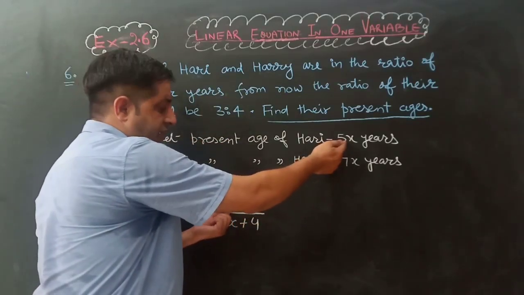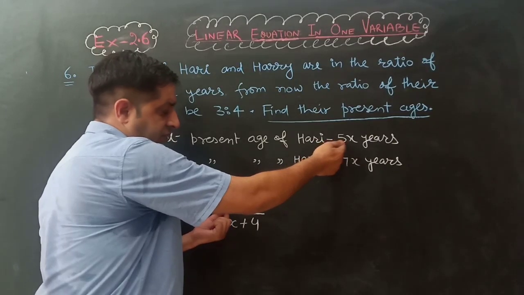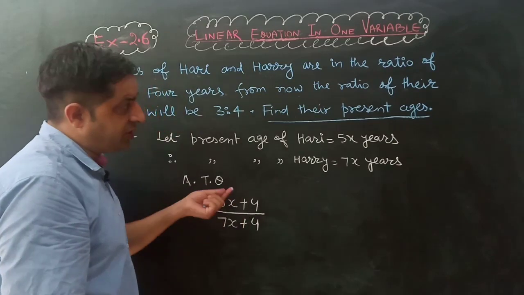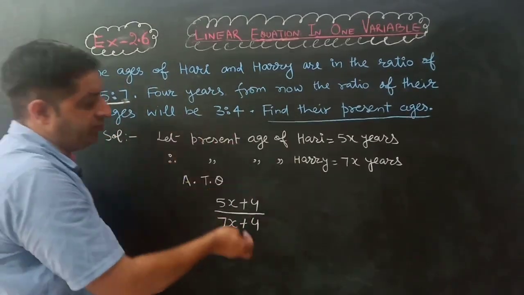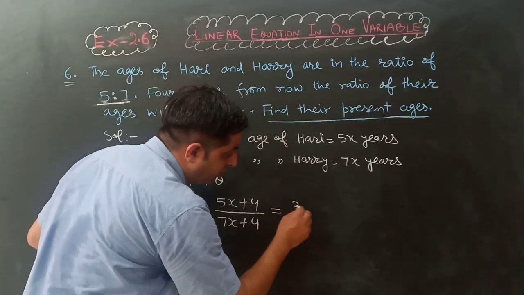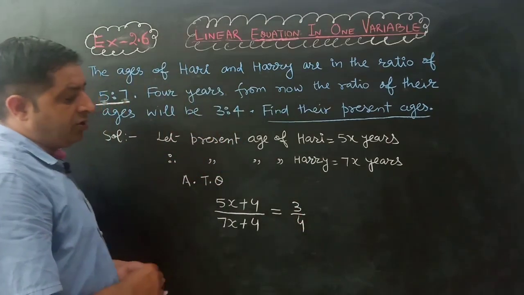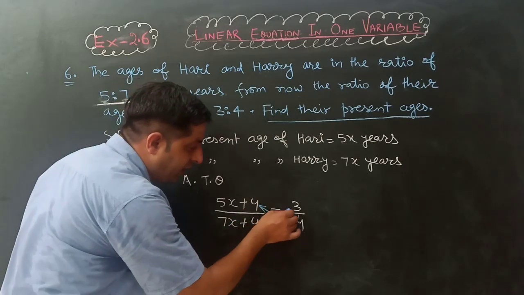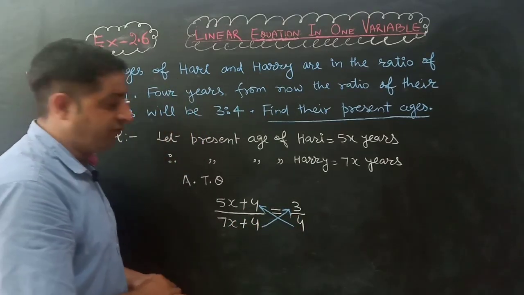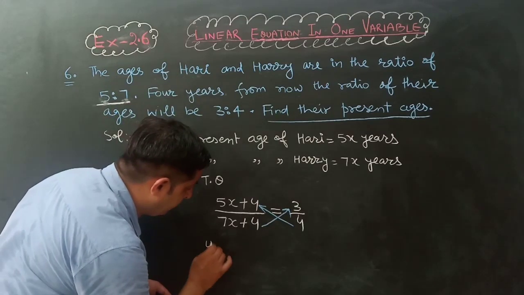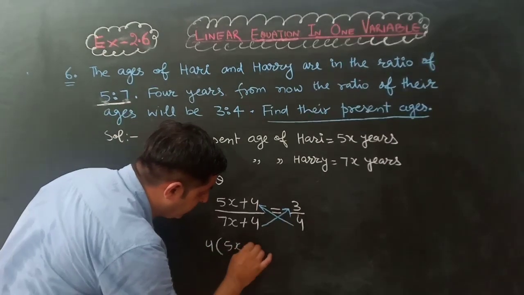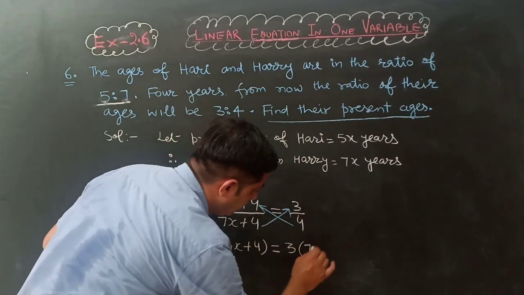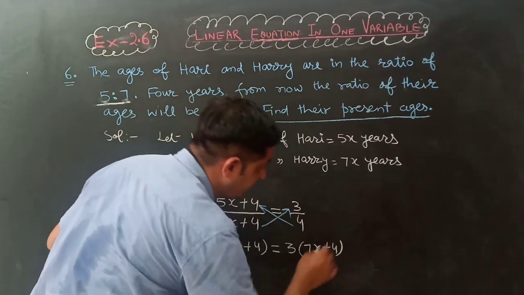After 4 years from now, the age of Hari is 5x plus 4 and the age of Harry is 7x plus 4. Then we write it in ratio. The ratio of their ages will be 3:4, meaning 3/4. Now this is again not in linear form, but we will cross multiply to convert it into linear form. Cross multiply, you will get 4 times, always write an algebraic expression in brackets, 3 times (7x plus 4).